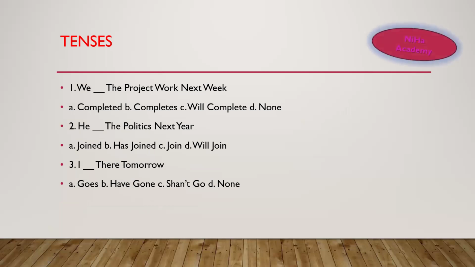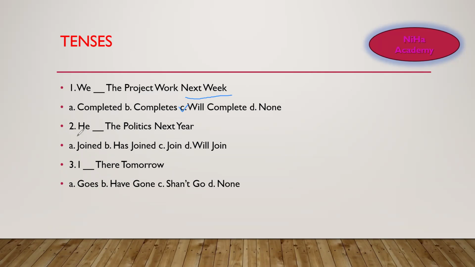Now let's see some examples. We dash the project next week. Here the hint word is next week. Next week means it must be simple future. So will plus V1 equals option C only. So we will complete the project next week.